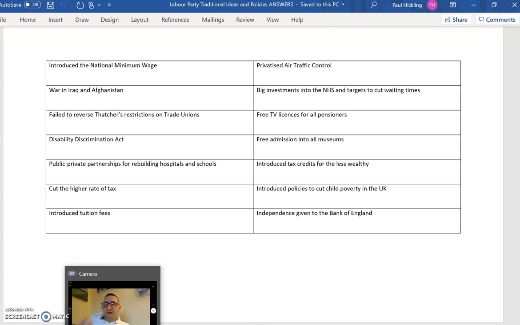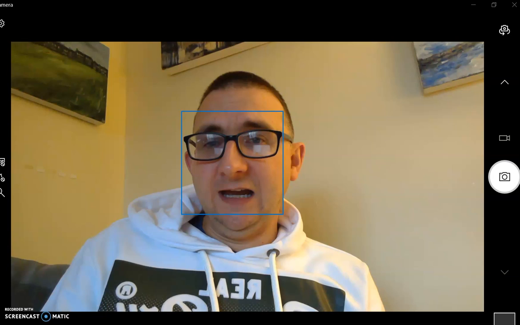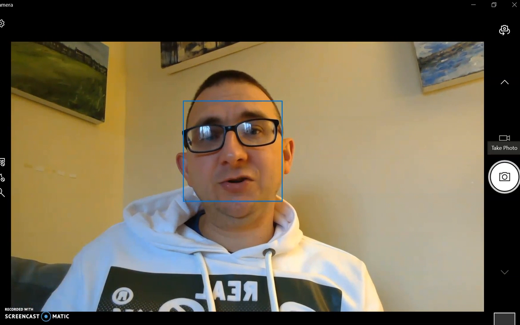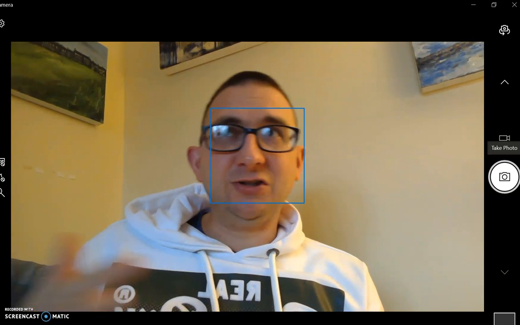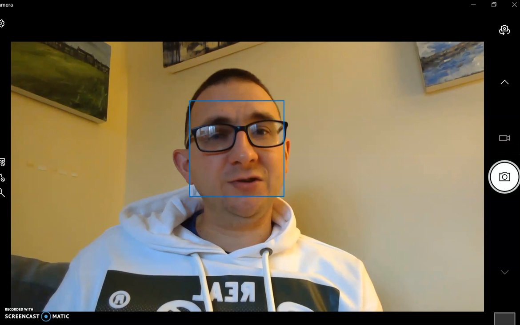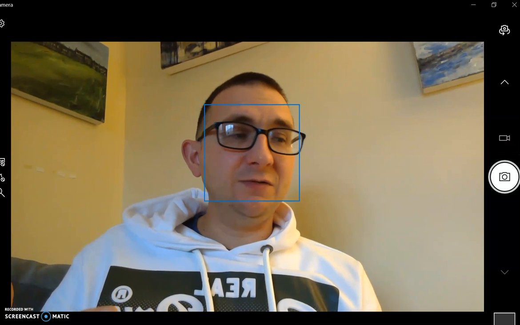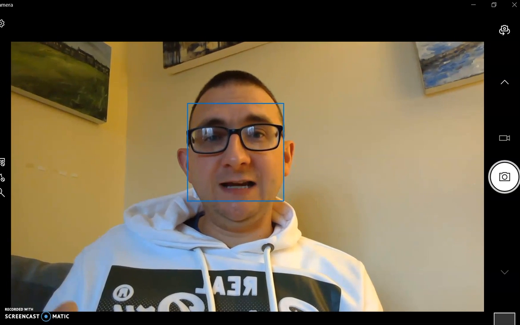But hopefully from that, you should get some idea of how different New Labour was to Old Labour. Was it just Old Labour repackaged, or was it fundamentally different? So it'll help you with those sorts of questions. So that's what I'd like to do first of all.